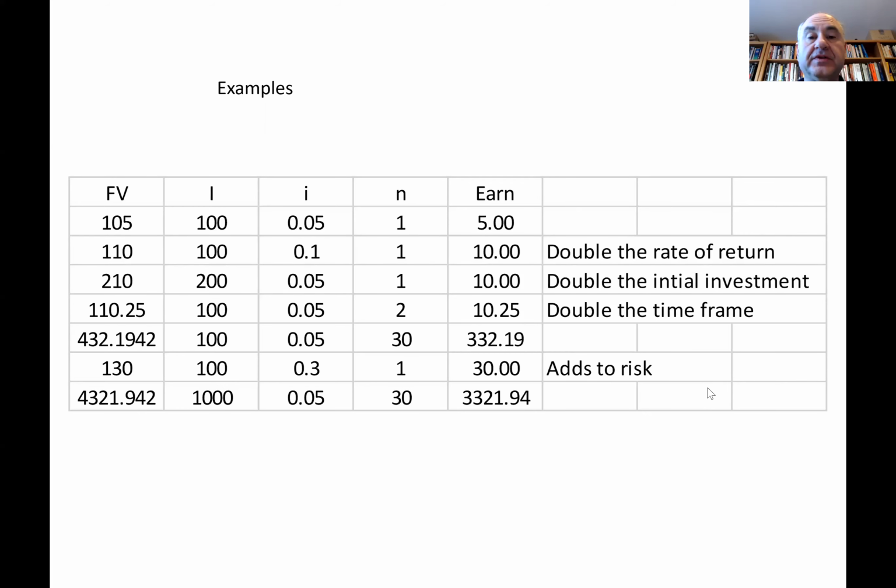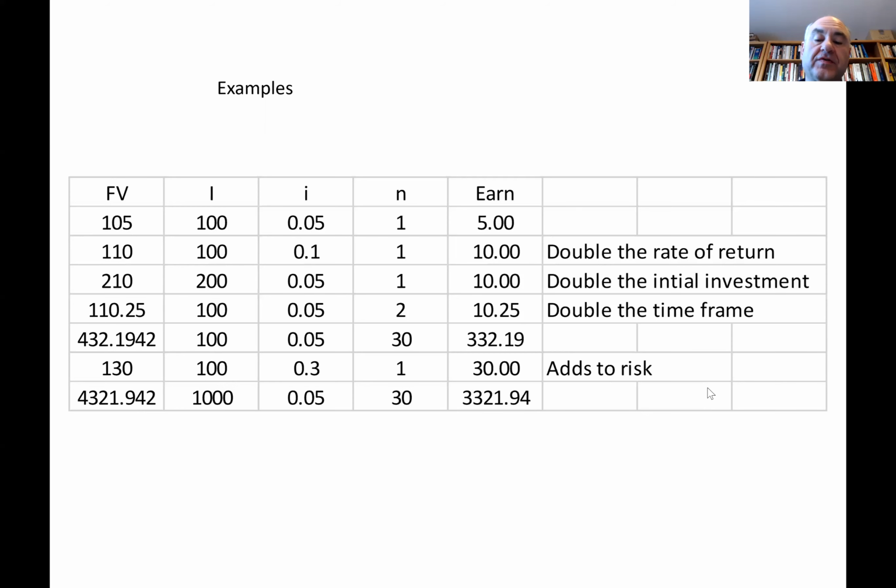What if we doubled the time frame? So we held it for 2 years instead of 1 at that 5% interest rate. Then we'd have an earnings of $10.25. So we'd have $110.25 on it. That's doubling the time frame. So again, each of these is going to affect the future value of this.